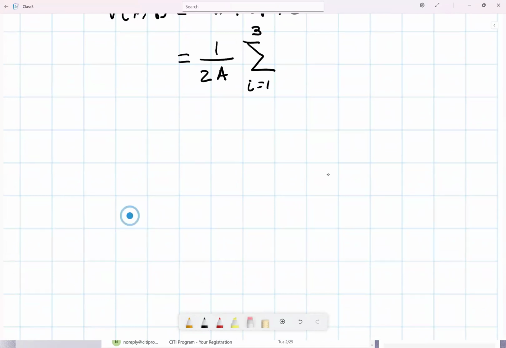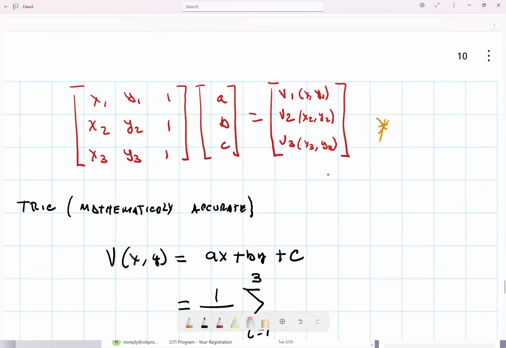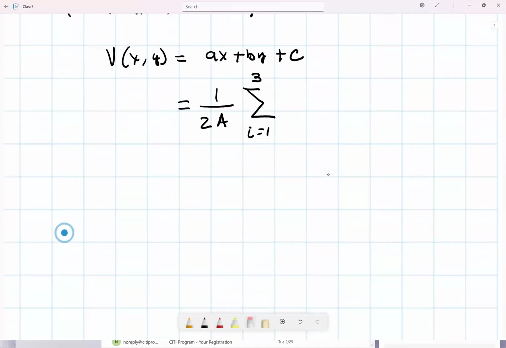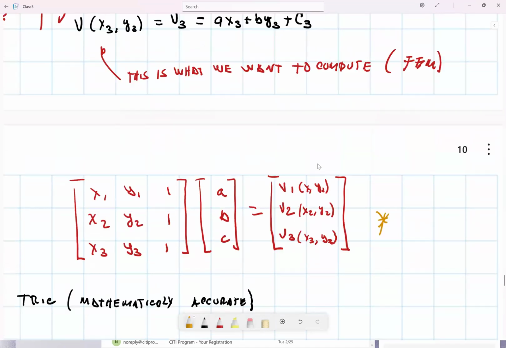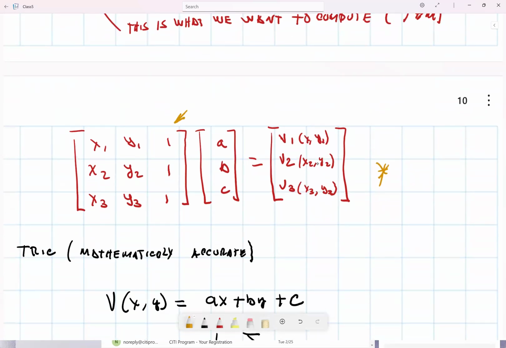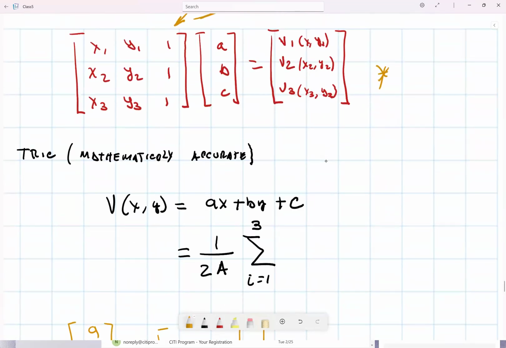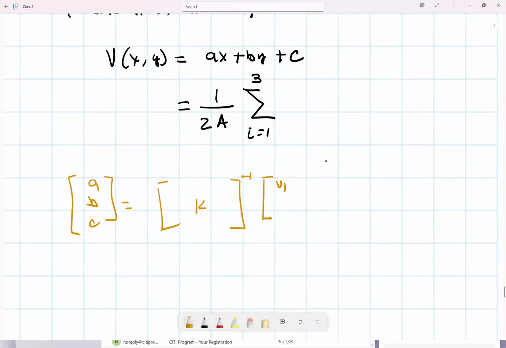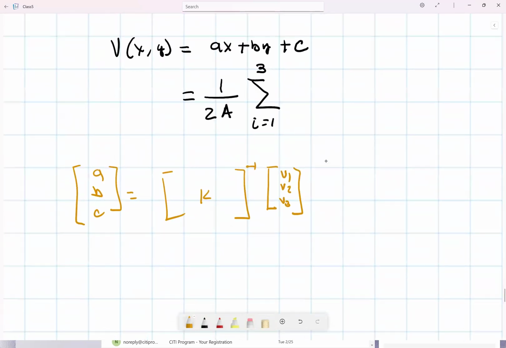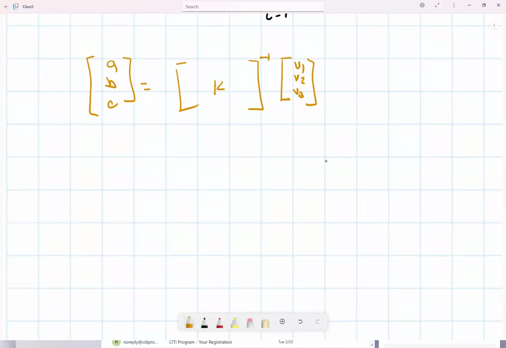Let me do this. To solve this equation, I need to compute A, B, C. I need to compute the inverse of this matrix. Let me call it matrix K. I need to compute the inverse of matrix K, and it will be the values B1, B2, B3. Let's start by computing the determinant of matrix K.